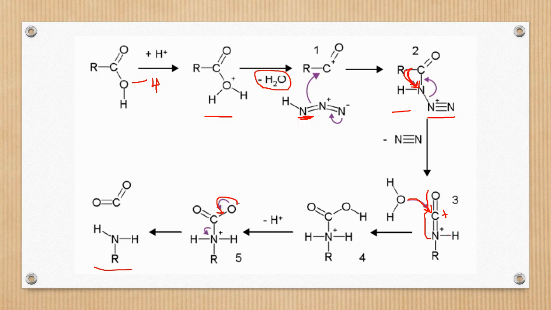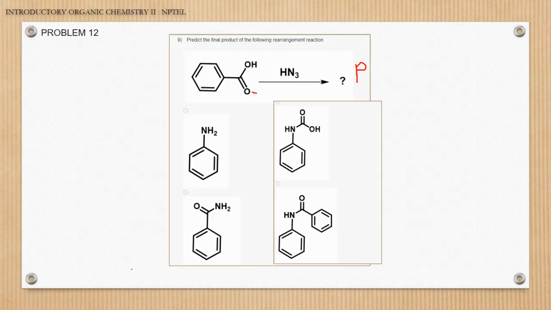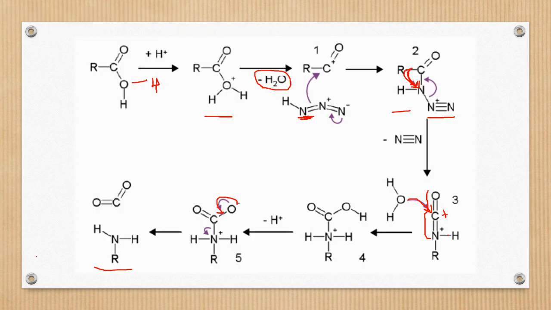What is the name of this reaction? Can anyone tell me? This is also a name reaction. Schmidt reaction, right? Here you will form the isocyanate as an intermediate, and starting from the acid you will get an amine formation which is one carbon less, right?